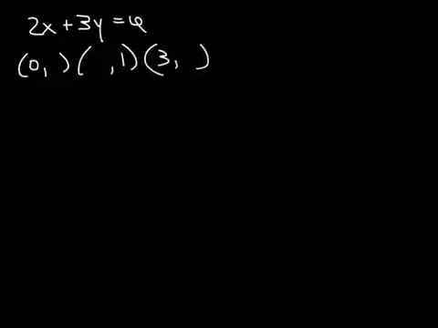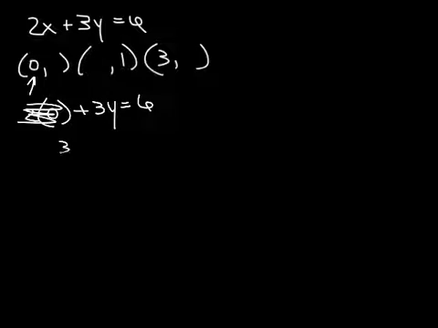So let's do that. I'm going to put my 0 right here in for my x. 2 times 0 is 0, so 3y equals 6. Divide by 3, divide by 3, y equals 2. So I'm going to put a 2 up there.